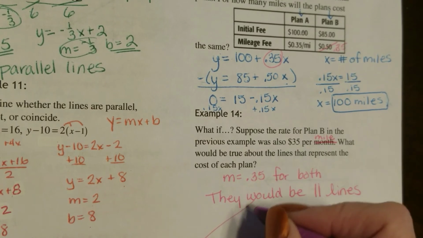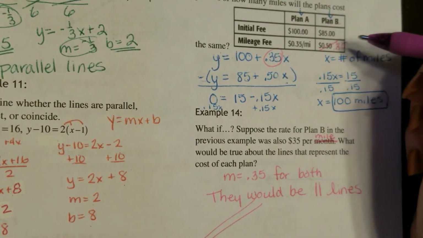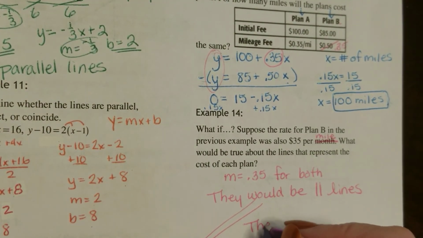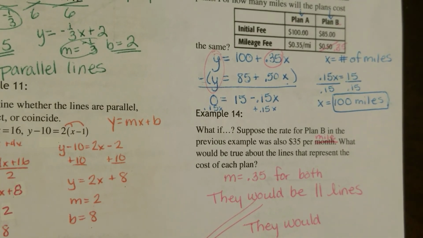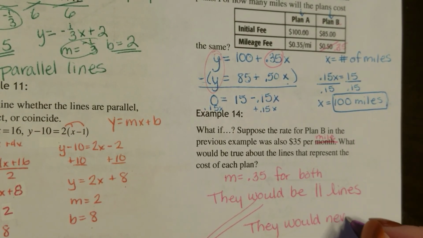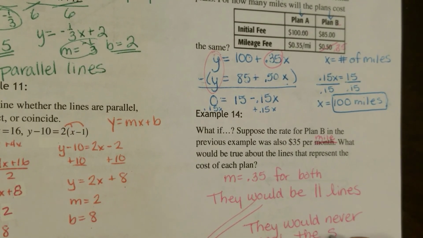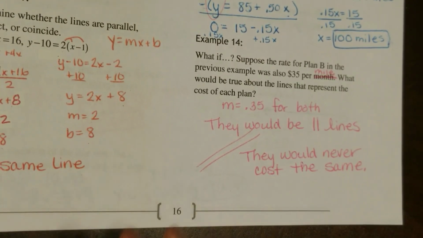And we know that parallel lines never meet. And what they're asking here is, when will they cost the same? They would never cost the same at any mileage, because they're parallel and they would never cross.